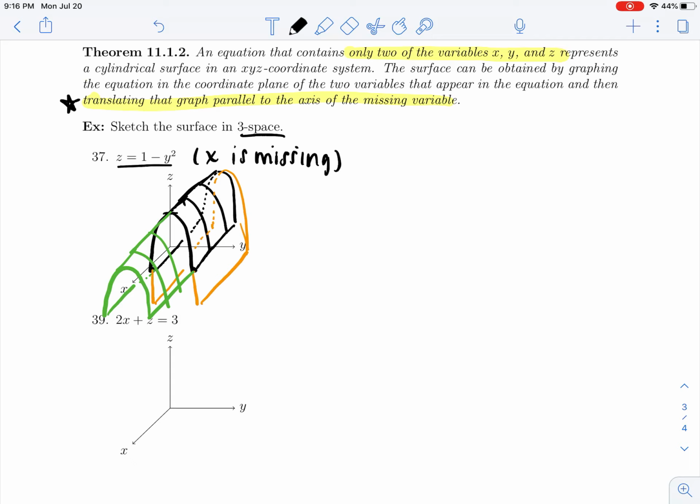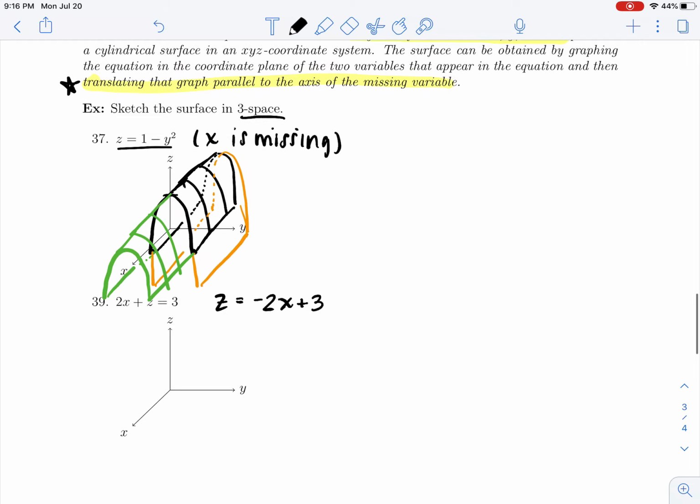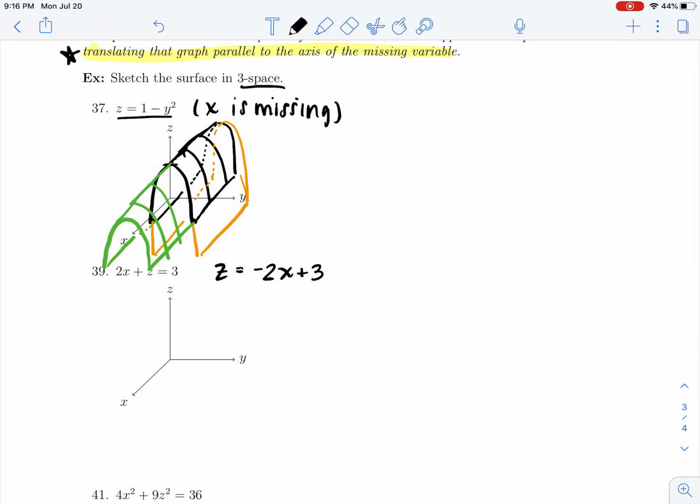So let's take a look at 39 here. We have 2x plus z equals 3. What I'm going to do is solve for one variable. Let's write it as z equals negative 2x plus 3. Now we want to plot this equation in the xz plane. So again, for a moment, we pretend like that y-axis isn't there, and we'll deal with that in a moment. But this is an equation of a line in the xz plane.